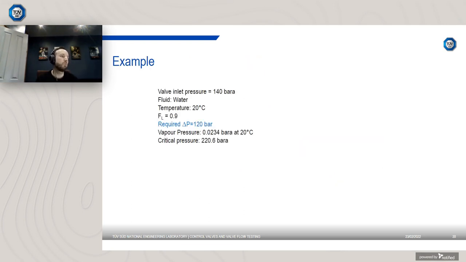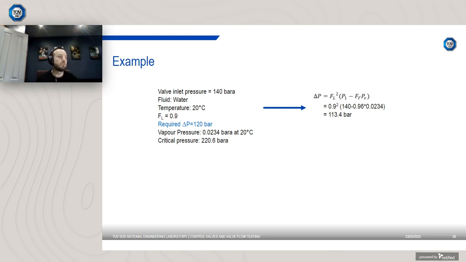So I'll just go through a quick example. In this case, your valve has an inlet pressure of 140 bar. You're running with water at 20 degrees C, and your pressure recovery factor for the valve at this position is 0.9. Now you require to drop the pressure by 120 bar. So you want to know, if I drop the pressure by 120 bar, am I going to choke the flow? Am I going to start to form vapor within the valve?